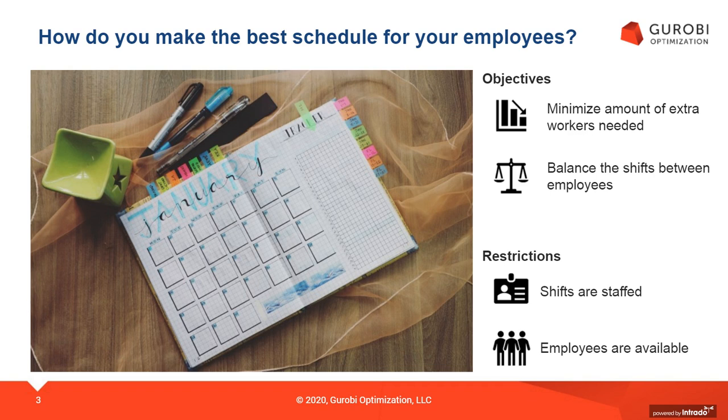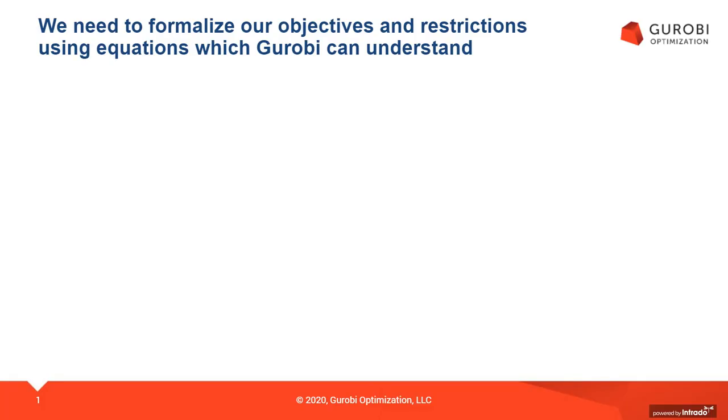So this is, at a high level, a business problem that you may face. And this is a very classical application for optimization. So let's look at how we can take this business problem and transform it into an optimization model. To do so, we have to formalize our objectives and restrictions using equations, which Gurobi can then understand and use to make an optimal decision for you.